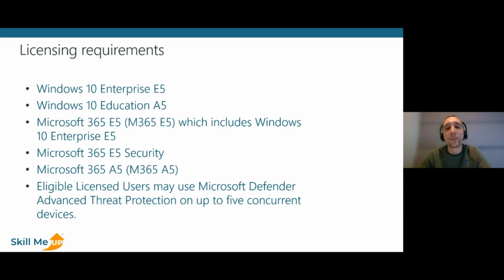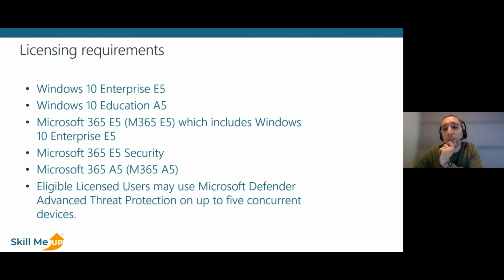But for the end users, we can also decide to take a Microsoft 365 A3 license and buy the add-on for Defender for Endpoint. That's a bit cheaper than the Microsoft 365 E5 license, and it also works. So this was on a side note. But yeah, Windows 10 Enterprise E5, the A5, the Microsoft 365 E5 or A5, and also remember that you can have Defender Advanced Threat Protection on up to 5 concurrent devices within your license.